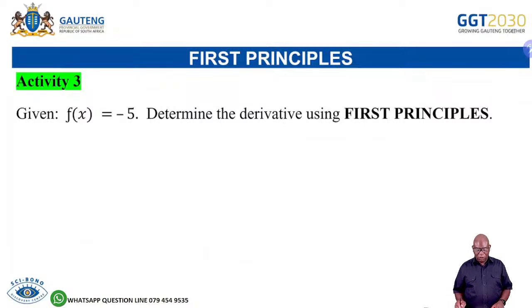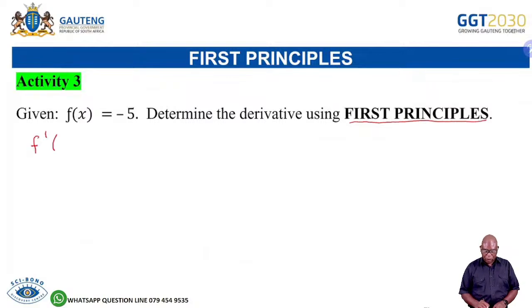Now, in this activity, we are saying determine the derivative using first principles. You see, this is how they're going to ask you in the exam. f of x is equal to -5. So the first thing you need to know is that there are ways of writing a derivative. If I need a derivative, I'd go for f prime of x. I call it prime, so f with that dash there, x. So f prime x is nothing else but the derivative. If you see something like that, you must know it's the gradient. It has been derived, so we're getting the gradient.